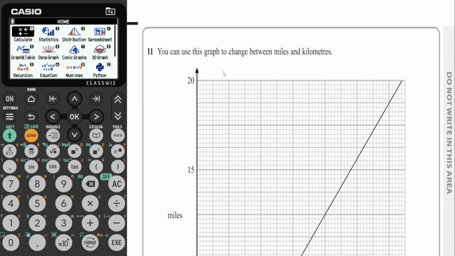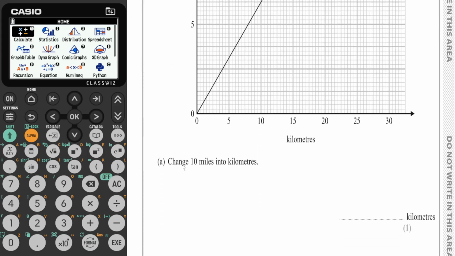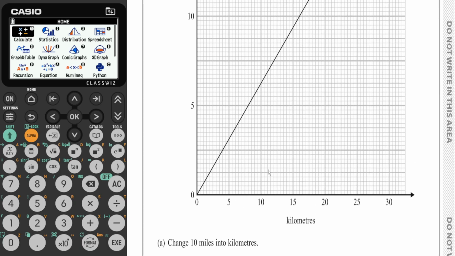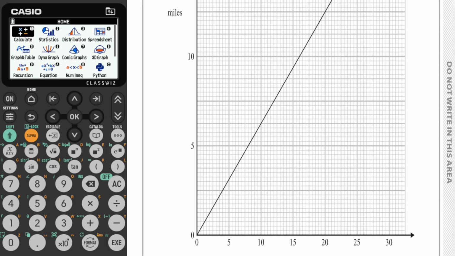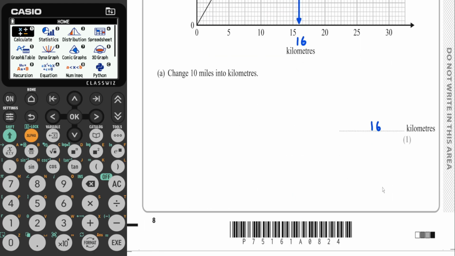Question number 11. You can use this graph to change between miles and kilometers. Part A, change 10 miles to kilometers. So 10 miles, that is over here. And if I draw a line down, we get 16. So that's 16 kilometers.